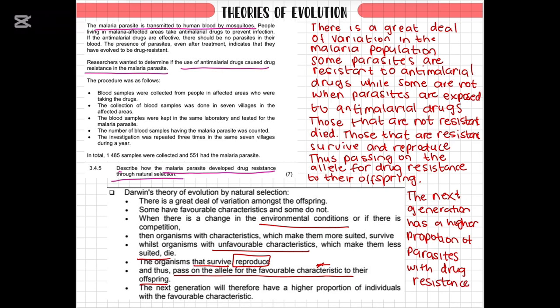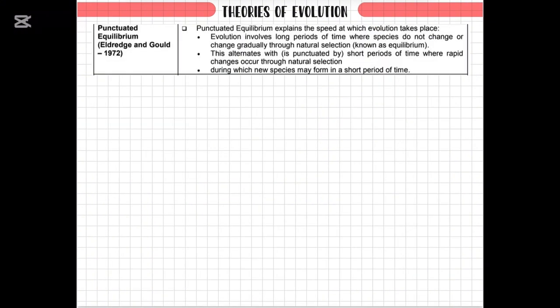Again, let's look at the mark allocation. Firstly, the first statement about variation among the malaria population, and then stating the favorable characteristic and the unfavorable characteristic. And then we also stated that those that have an unfavorable characteristic died, and those that have the favorable characteristic survive and reproduce, and then the allele is passed on from parent to the offspring. Then the last statement.